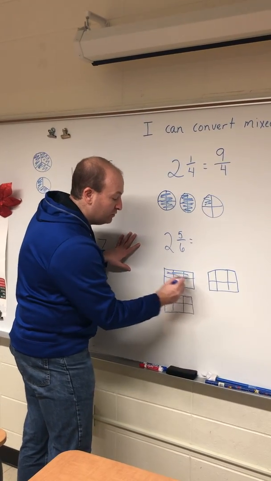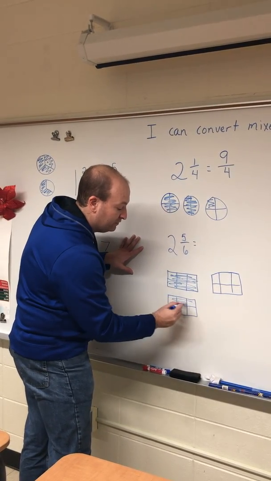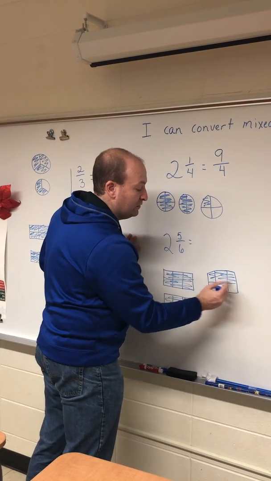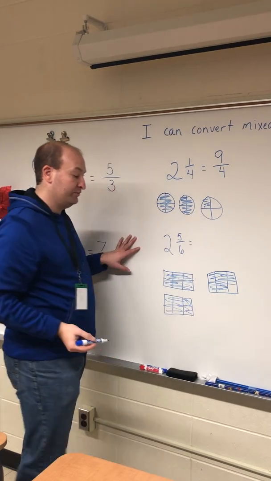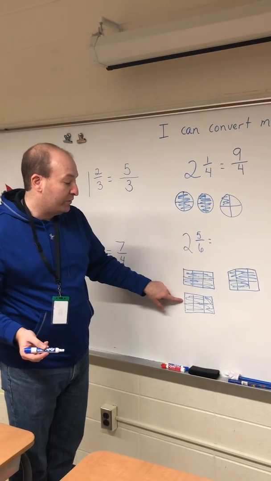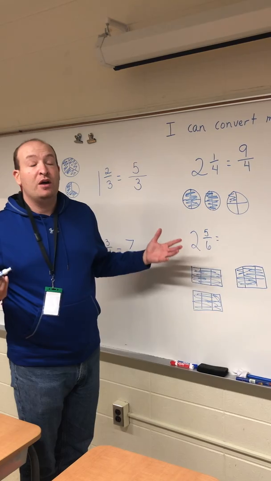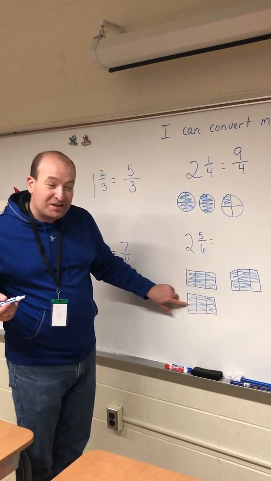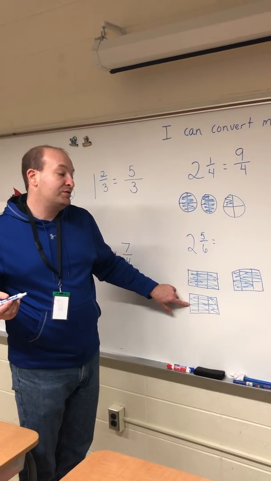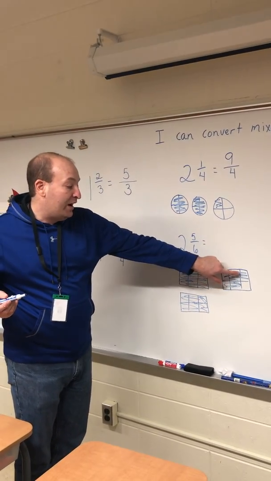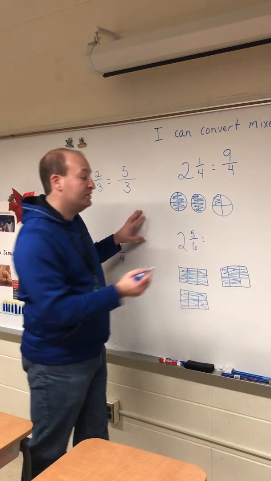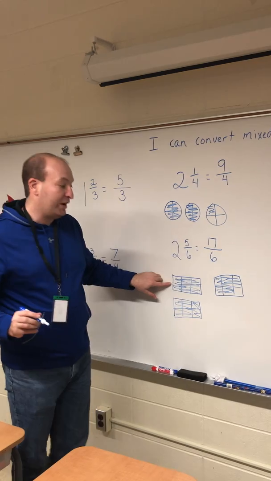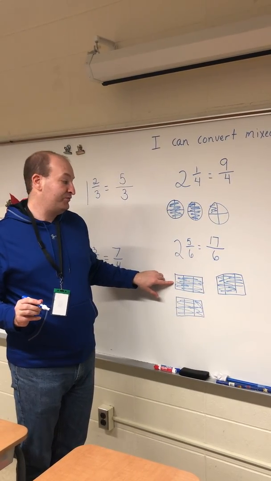I'm going to shade 2 full rectangles plus 5/6 of a rectangle. So here I have 1, 2 full rectangles and 5/6, and I have to think about how many sixths is that? Well, I have 6/6 here and 6/6 here. That's 12/6 plus 5 more. So 12 plus 5 is 17. And again, remember, these are sixths because each whole rectangle is broken into 6 pieces.